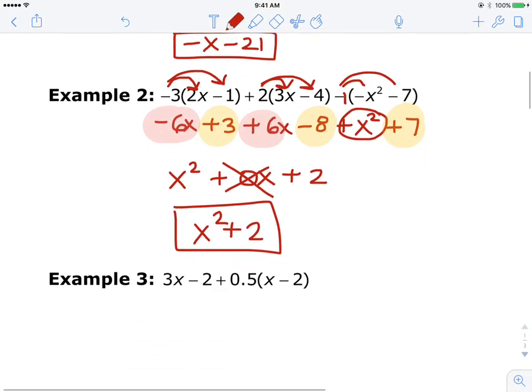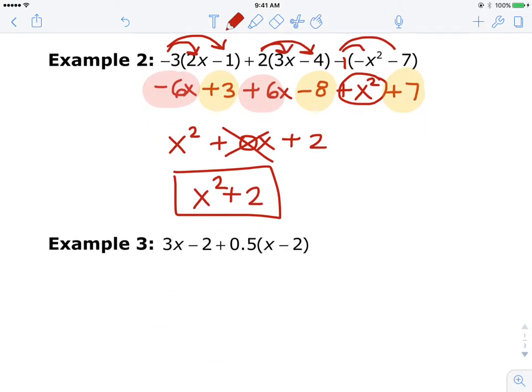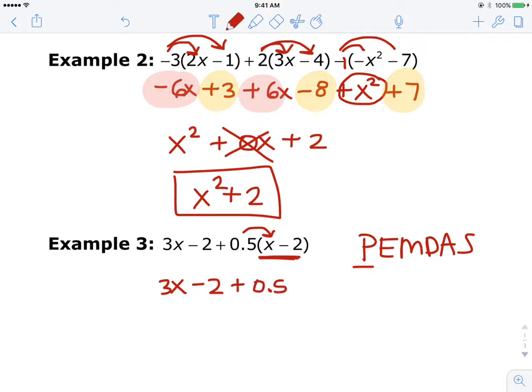Problem number 3, example number 3. In example number 3, we only have one set of parentheses. And if you remember PEMDAS, the first thing we take care of is the parentheses. So we're going to leave the 3x alone and the minus 2 alone. And then this group is getting multiplied by this 0.5 in the front. So I now have plus 0.5x. And then we're going to multiply this last one. You can use a calculator if you need to. But we've got 0.5 times negative 2, which is just negative 1.